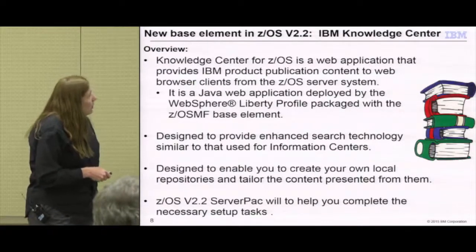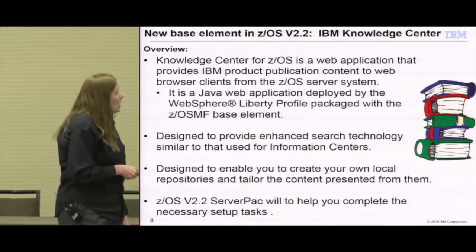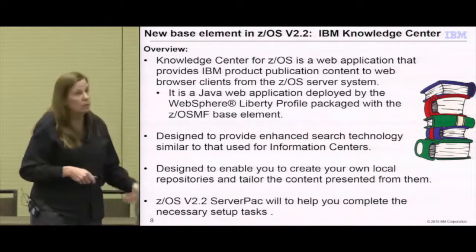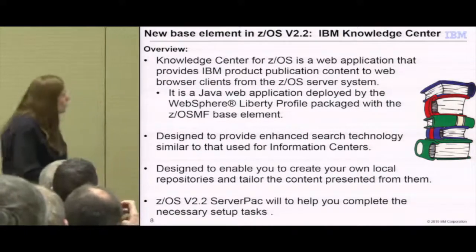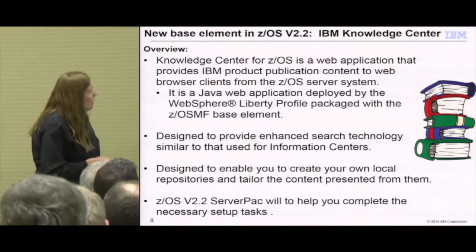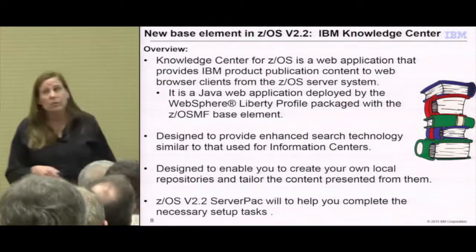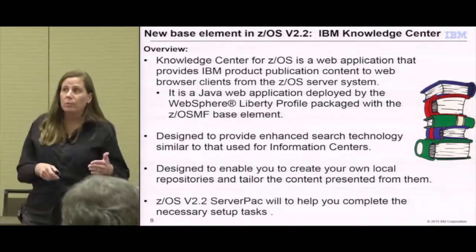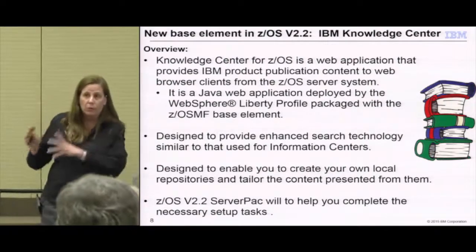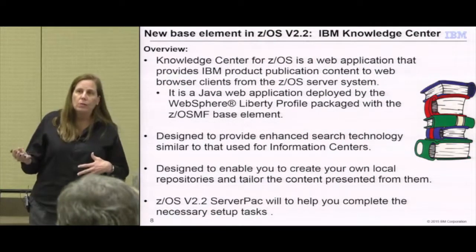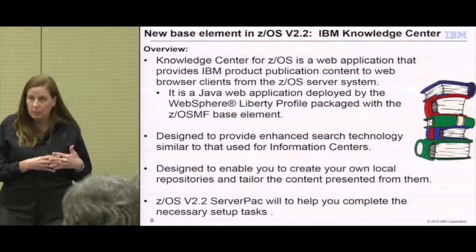A new base element in 2.2 is the IBM Knowledge Center. This is called KC4Z, and this is a web application that will allow you to deliver your product publications through the web, through a browser, if you wish. Now, this is a Java web application that is going to be deployed with the WebSphere Liberty Server, and it uses the WebSphere Liberty Server that we already package within z/OSMF. So you're not getting a separate physical copy of this. KC4Z is going to use the Liberty that is in z/OSMF. It's just going to make its own instance of it.